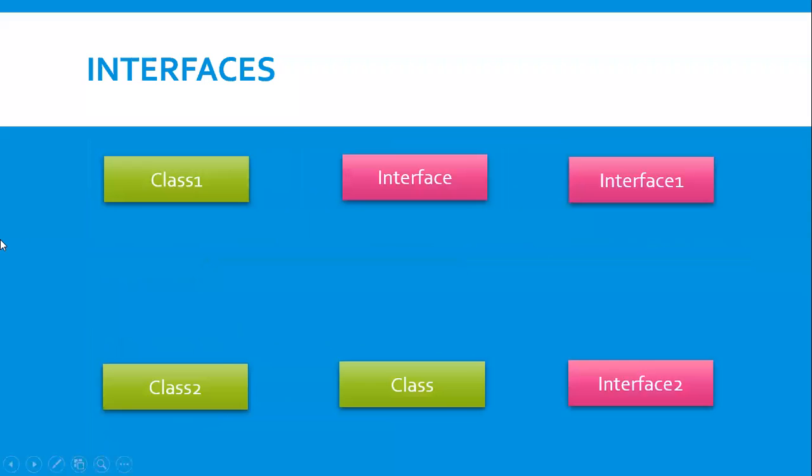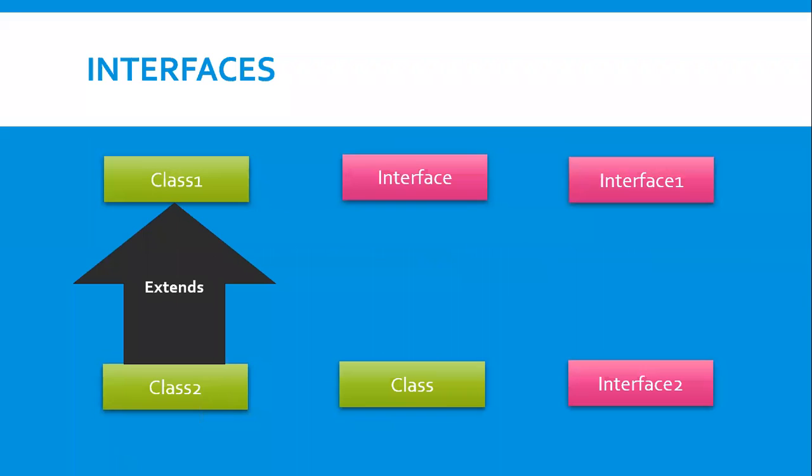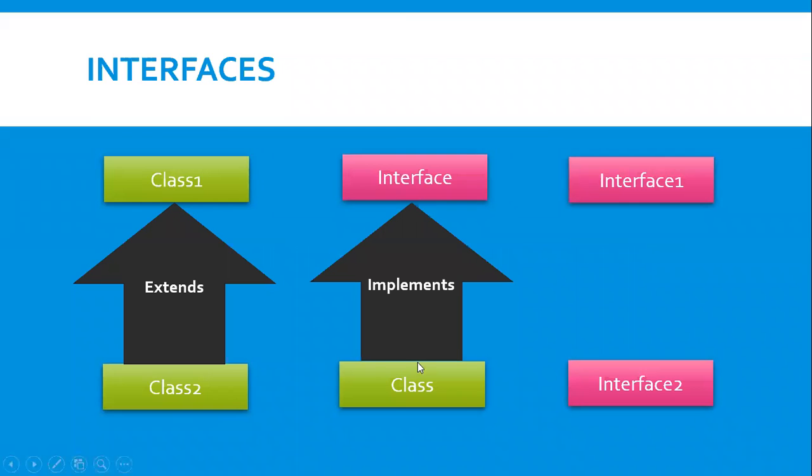For example, if class 2 wants to inherit the properties from class 1, then it uses the extends keyword. Am I clear? As we already saw in the interface program, if a class wants to extend the properties from an interface, then it should use the implements keyword.